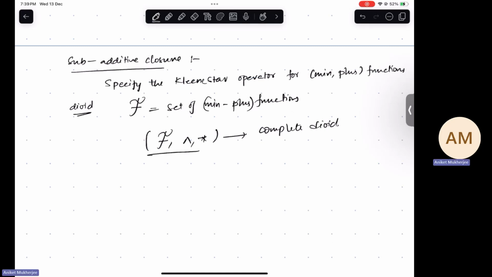So this is what we'll try to do. We'll try to show the relation between the Kleene star operator for this dioid and the subadditive closure of a function. But before that, we need to know what a subadditive function is, right? So, subadditive function.